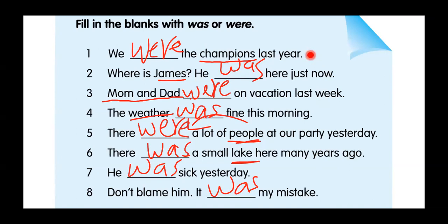Fill in the blanks with was or were. We were. Okay, this is where, W-H-E-R-E. W-E-R-E is were. Pronunciation is different. We were the champions last year. Where is James? He was here just now.